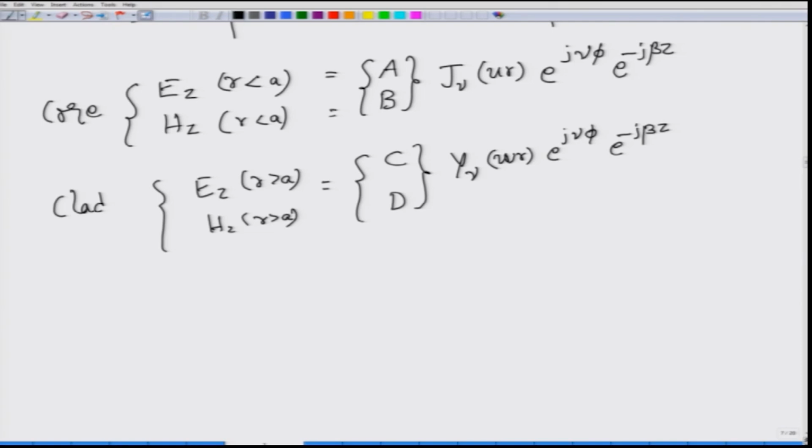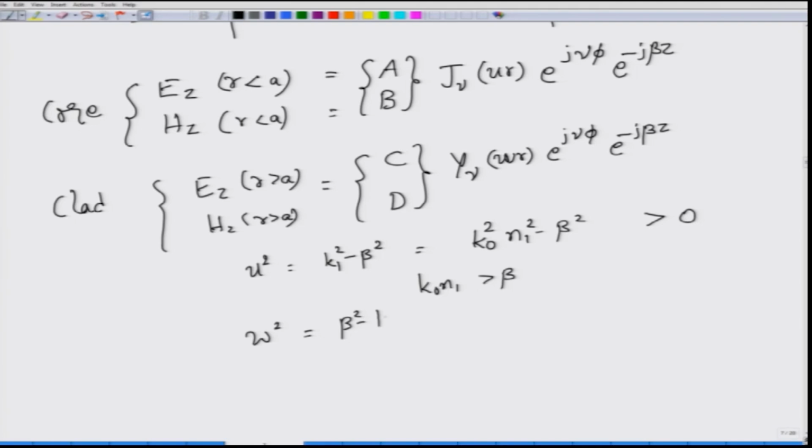One very important thing before we end this module is that the value of u squared, which is k1 squared minus beta squared, that is given by k0 squared n1 squared minus beta squared, has to be positive, which means that k0 n1 is greater than beta. W squared, which is defined as beta squared minus k2 squared, or beta squared minus k0 squared n2 squared, has to be positive, or rather k2 squared minus beta squared has to be negative, or W squared has to be positive. Okay, so that is the solution. So for this reason k0 n2 should be less than beta.